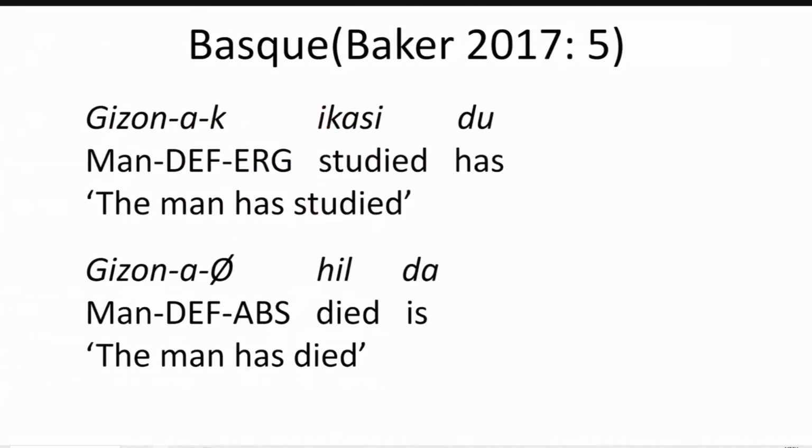Now, let's look at some examples. In this Basque example, we have two intransitive sentences. We can see that the subject of the verb to study takes an ergative subject, since to study is a controlled process verb, while the verb to die takes an absolutive subject, since it is a change of state verb.